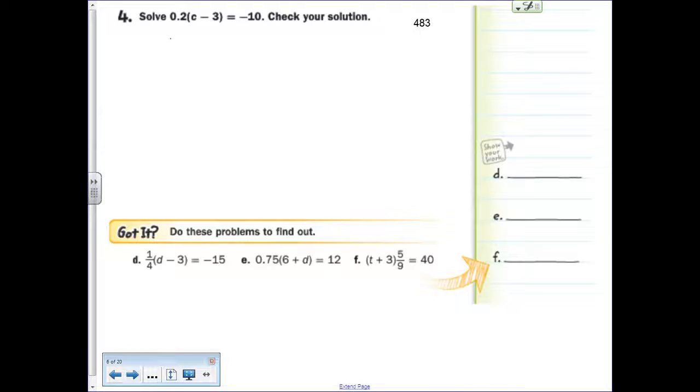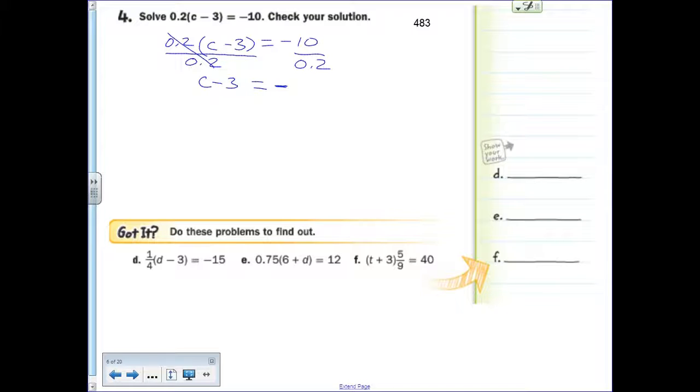It says 2/10 times c minus 3 equals negative 10. I'm not going to show you this one with the distributive property. The opposite of multiplying by 2/10 is to divide by 2/10 on both sides. 2/10 divided by 2/10 equals 1. So 1 times c minus 3 is just c minus 3. Then you have a negative 10 divided by 2/10. That's going to give me a negative answer because the signs are different.